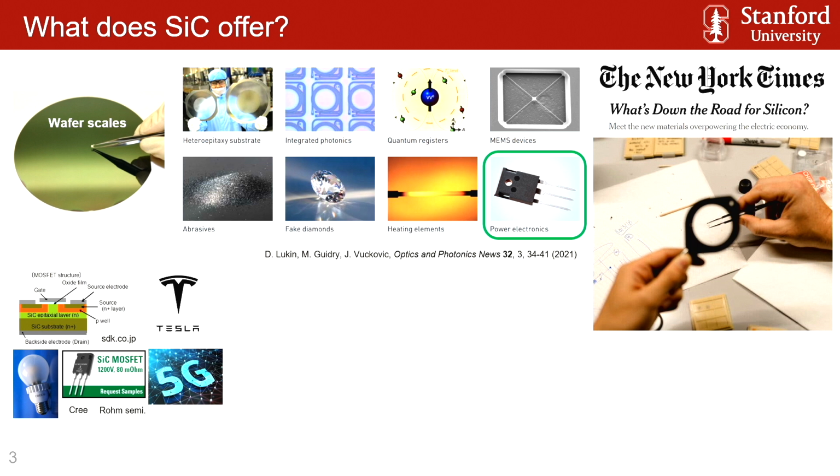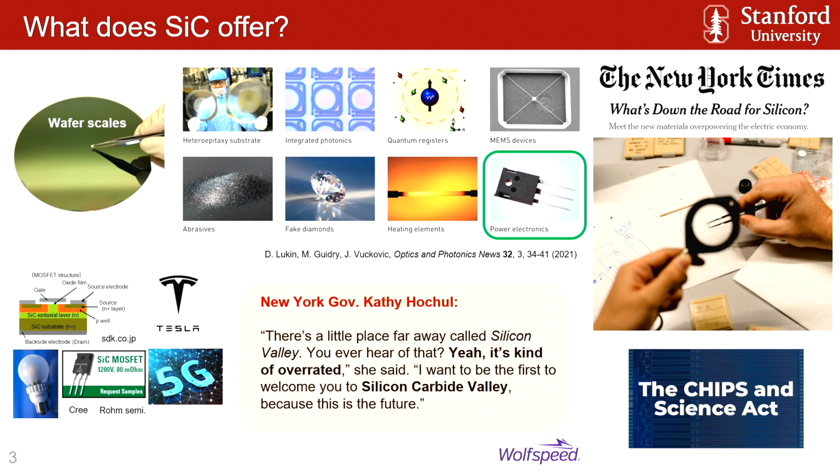And there was this nice New York Times article. Part of the reason I think it's nice is because it actually features a photo of my hands holding a chip of silicon carbide, which will actually produce some of the data you'll see in the rest of this talk. But basically, there's this excitement about materials beyond silicon, including silicon carbide.